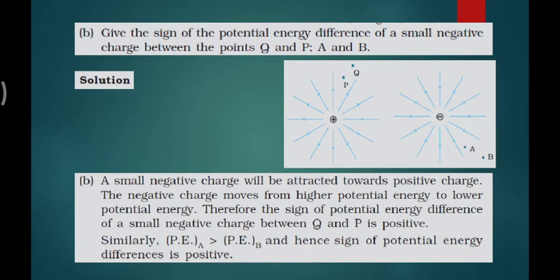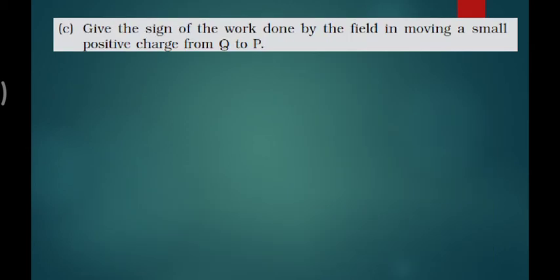Similarly, the potential of the A side will be more because it's nearer to the source. The potential of B will be less compared to A, hence the potential energy difference will be positive, as I said. Okay, C starts: give the sign of work done by the field.